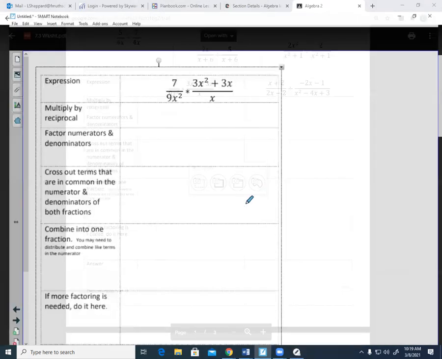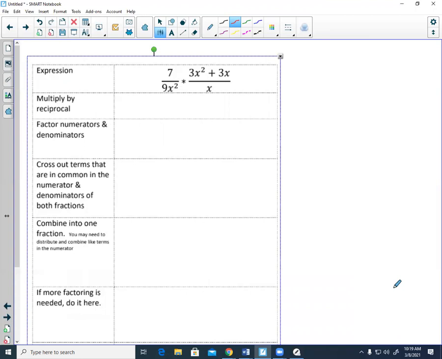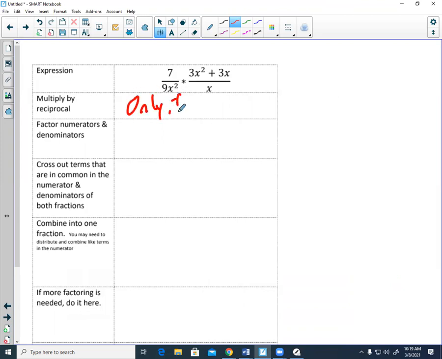here. So you'll notice the first part says multiply by the reciprocal. That's only if you're dividing. You're only going to multiply by the reciprocal if you're dividing, so that step will not exist for the multiplication part. Okay, so this is only if you have division. If you don't have division, you don't need to multiply by the reciprocal. The next step is the most important step in this entire thing. Because if you don't factor the numerator and the denominator, you're going to create so much more work for yourself, it's not even fun. Okay?